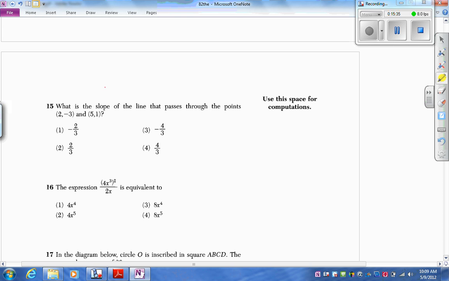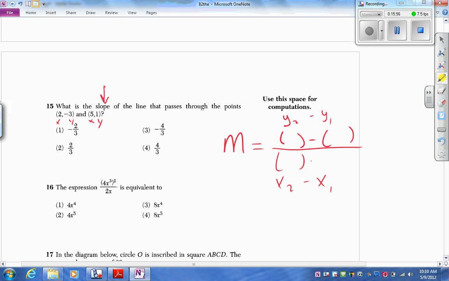Slope. The slope formula is on your sheet. Remember, these are the y's and these are the x's. And oh my gosh, please do it my way. I know the slope formula says y2 minus y1 over x2 minus x1, but I've been doing this a long time. Please do it like this with parentheses. You'll make so many fewer mistakes.